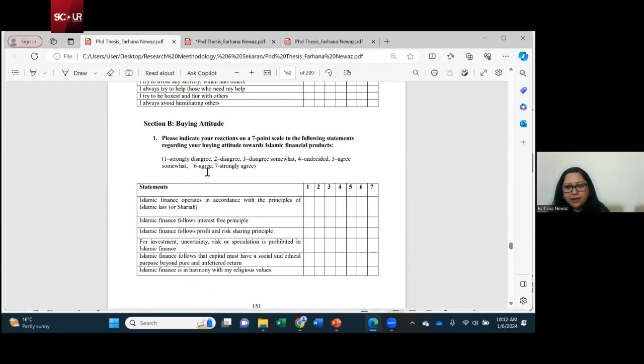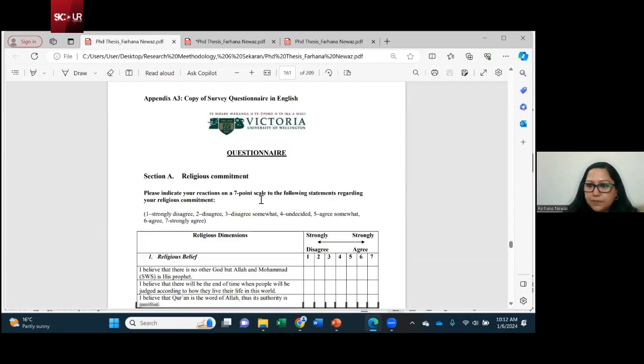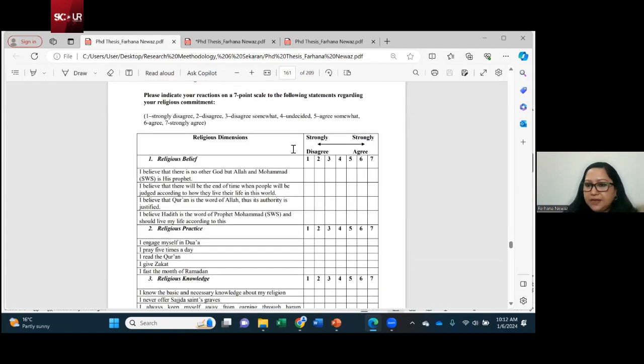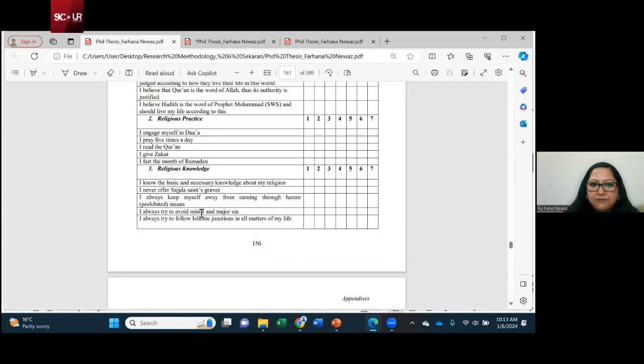So this will be called what? Subjective variable. Yes or no? Making sense? Yes. Okay, very good. Like for religiosity, I also have 5 domains. Even though it has subdomains, for each domain it will be like 5 questions.